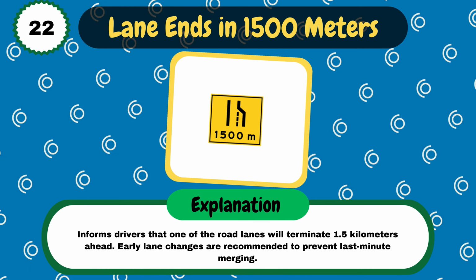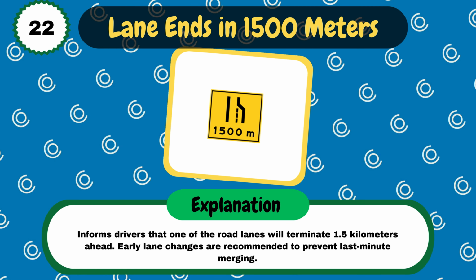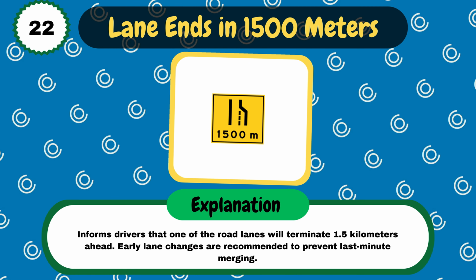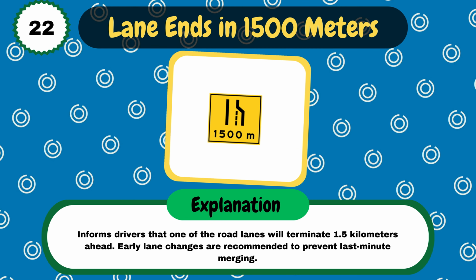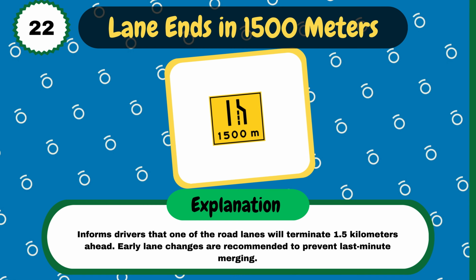This is the lane ends in 1,500 meters sign, and it means that one of the road's lanes, often the left or right, will end in 1.5 kilometers. It gives drivers advance notice to change lanes early.